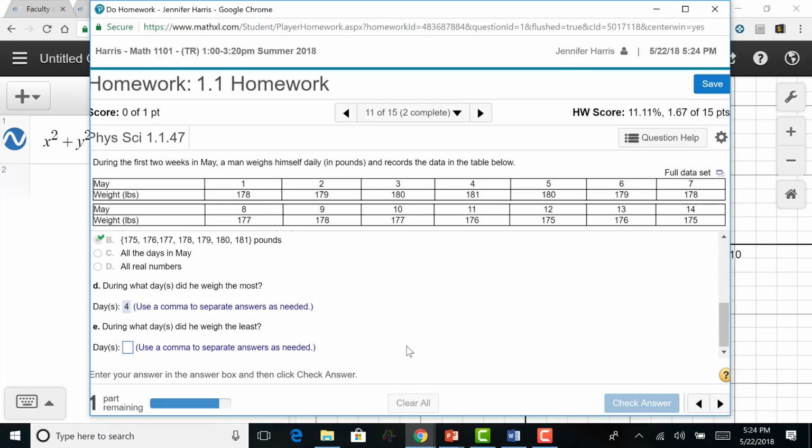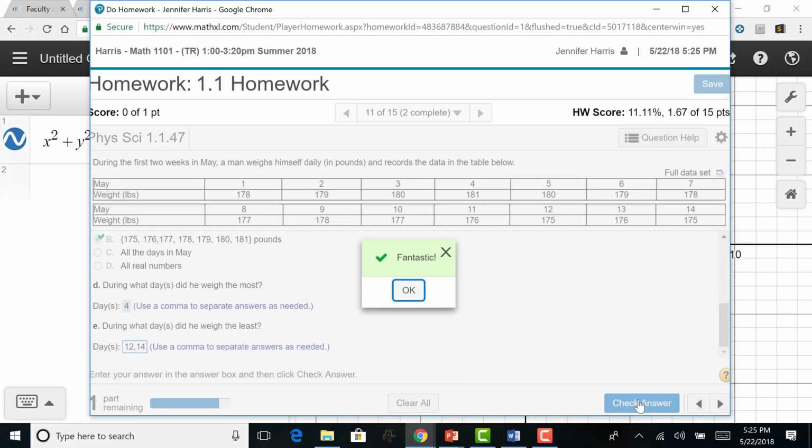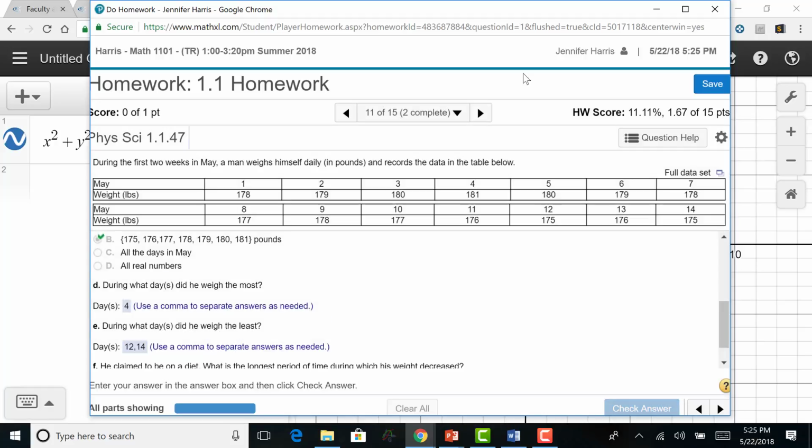And I think this is the last question. What days did he weigh the least? What was his lowest weight? 175. That was the 12th and the 14th. So we will put 12, 14. Notice it says use commas to separate your answers. Make sure you read what's in the blue because it'll definitely give you information on how they expect you to write your answer. So again, that's just to give you an idea of what to do with that.